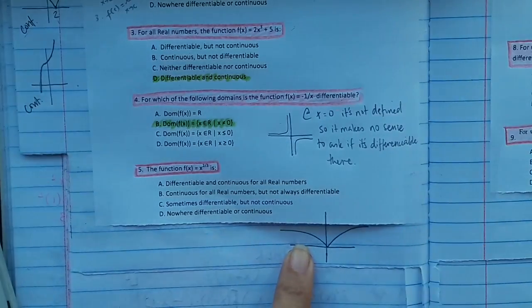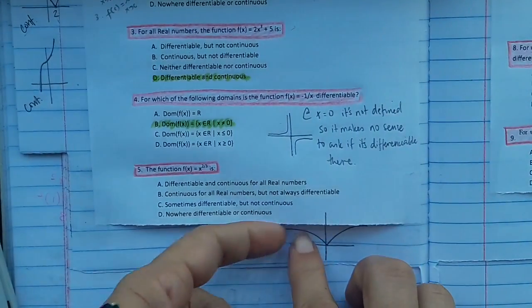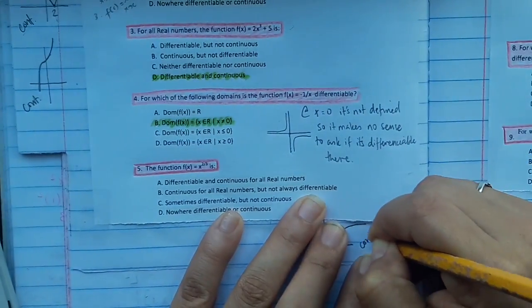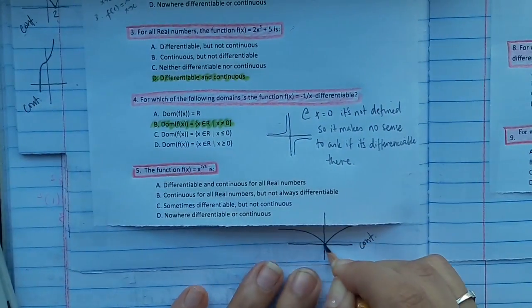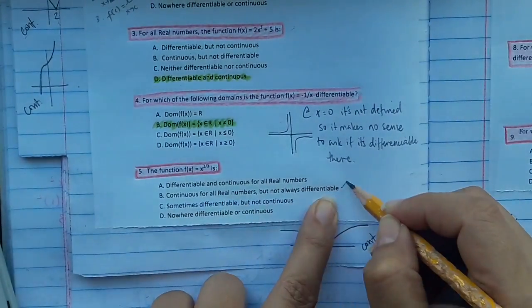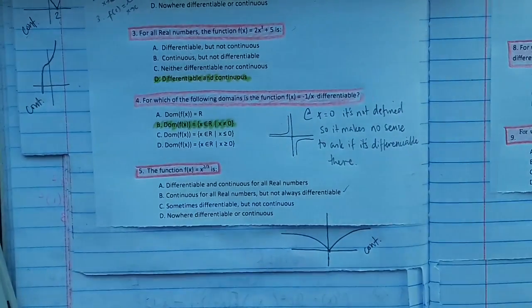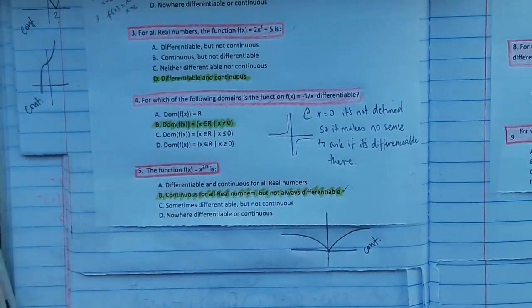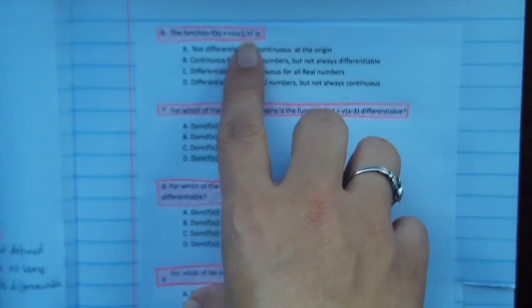So let's look for that. But it is continuous everywhere because the limit from the left equals the limit from the right. Everything is defined and it's going to be equal. So it's continuous but not differentiable. So that's going to be option B. Continuous for all real numbers but not always differentiable. I did look through the rest of them. Sometimes differentiable but not continuous. Nowhere differentiable or continuous. The rest of them don't make any sense.